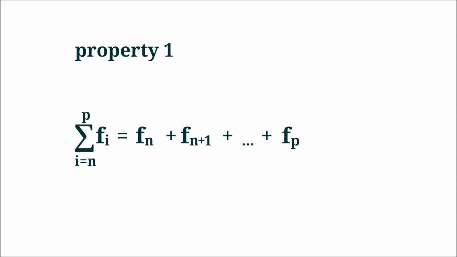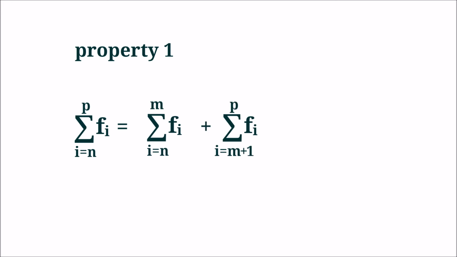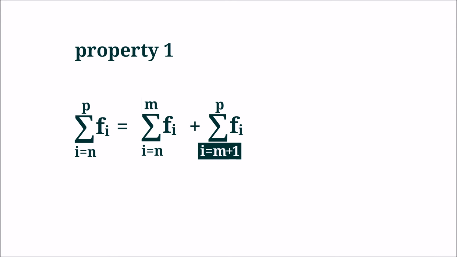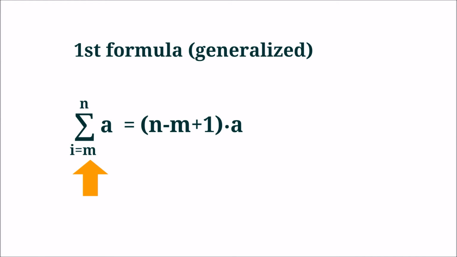Now that we know what sigma notation means, why not also see its mathematical properties? So, here are 3 of them. We can split the summation somewhere in the middle of its index, so we can turn a sum into 2 where one continues the indexing of the other. And with this, we can generalize our first formula, so that now the index doesn't have to start from 1.